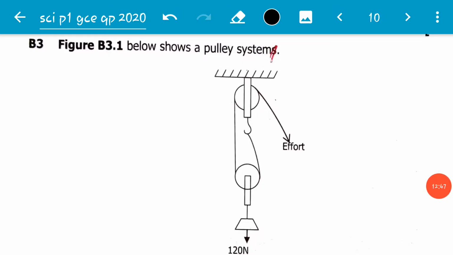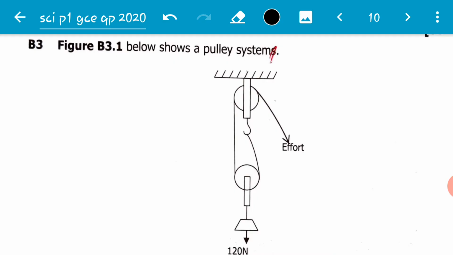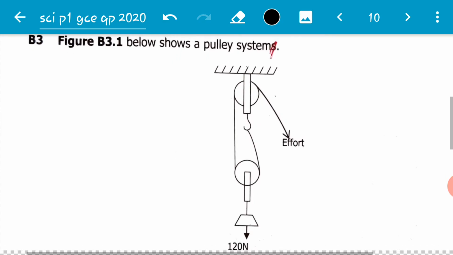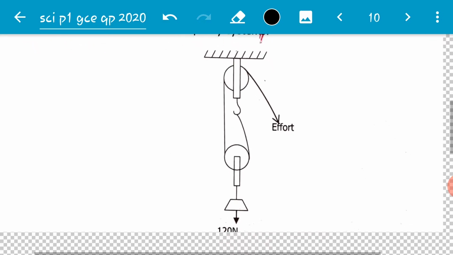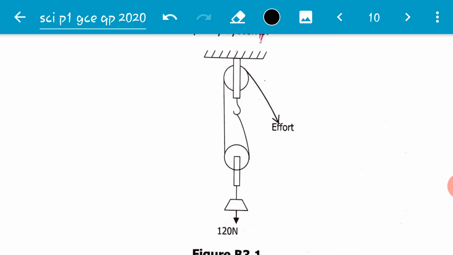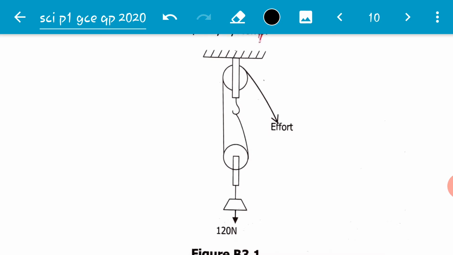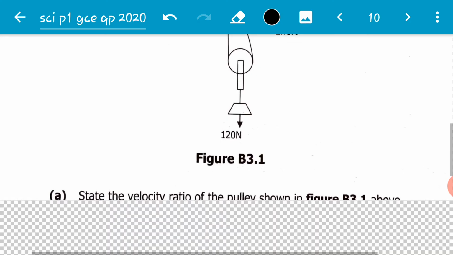So we now turn our attention to question B3. B3 reads, figure B3.1 below shows a pulley system. So this is our pulley system, and basically when we look at pulleys, the most obvious thing you can get from pulleys is we can count the number of pulleys. We can also determine the number of ropes supporting the load. We see the load there and the effort is pointing downwards. So that's our pulley.